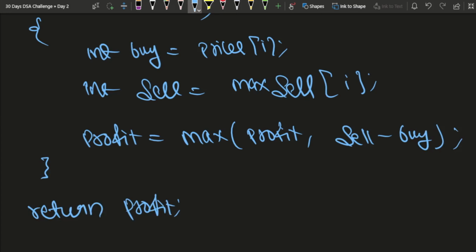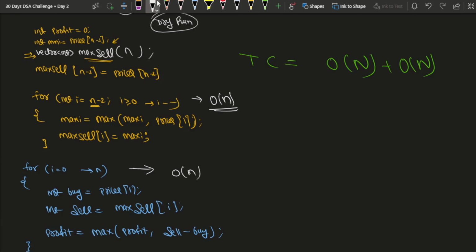And if I talk about the time complexity, then it is very simple. It is going to be O of n plus O of n. Why so? Because here we are running a loop from 0 to n, and here again we are running a loop from 0 to n. So the time complexity will be O of n plus O of n, which is approximately equal to O of n, and the space complexity is also going to be O of n. Why is the space complexity O of n? Because we used a vector of size n named max cell. So I hope this approach is clear.